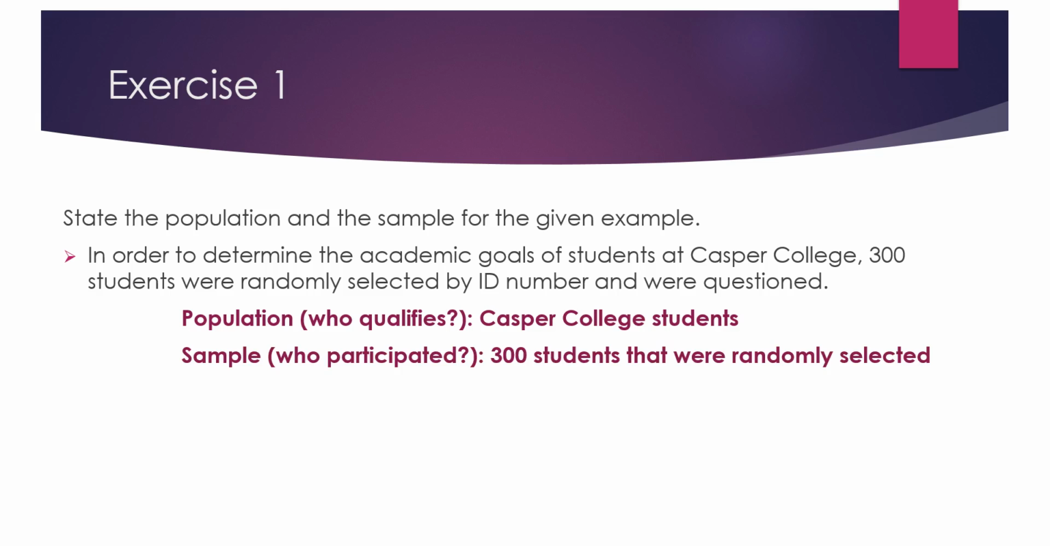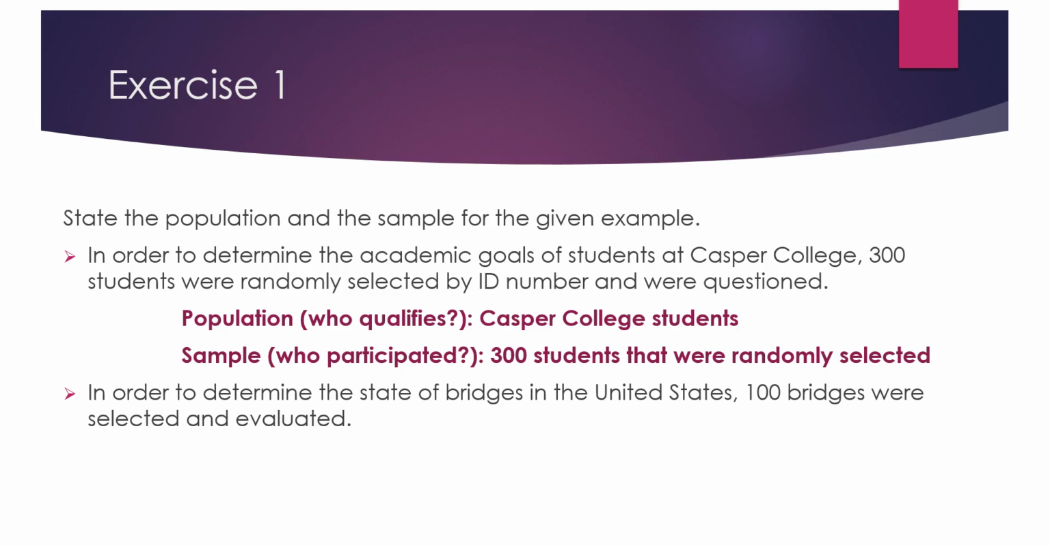So the sample is the who participated. So the 300 students that were randomly selected, so be specific here. Those were the participants that made up this sample here. So the 300 students. In our second example here, in order to determine the state of bridges in the United States, so are they sound? Are they safe? Do they need repairs? 100 bridges were selected and evaluated.